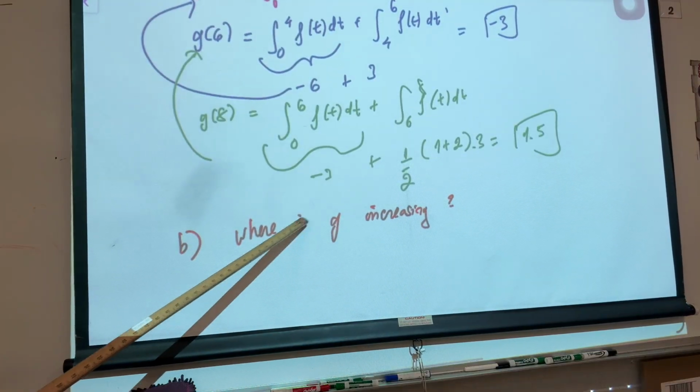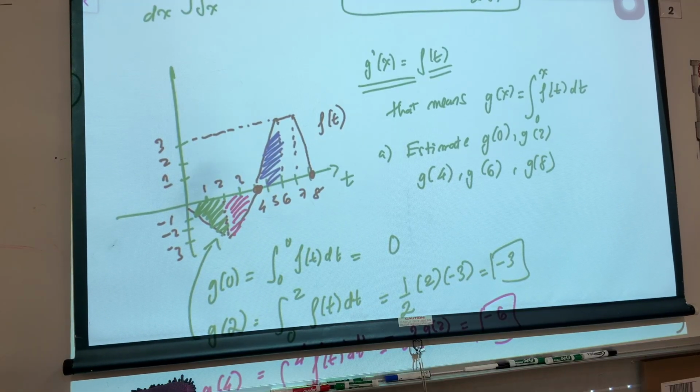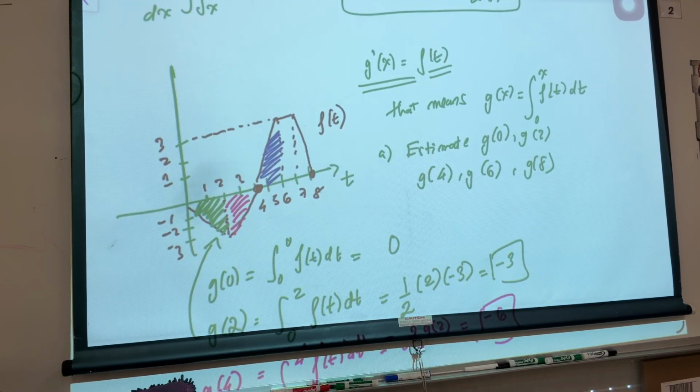The question is, where is g increasing? Now, 2 to 6? No. Look, Kayla already said it. It's 4 to 8. But why 4 to 8?